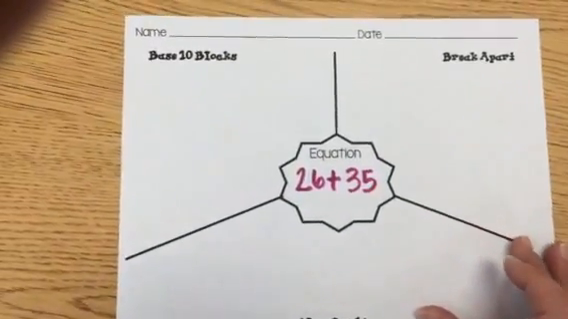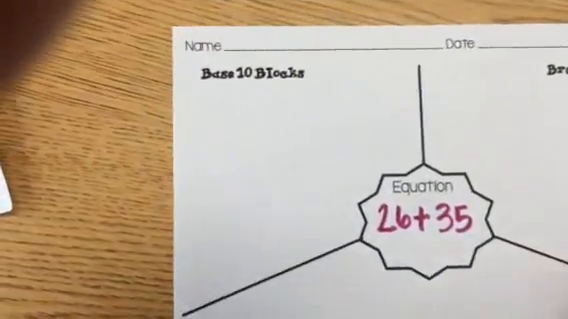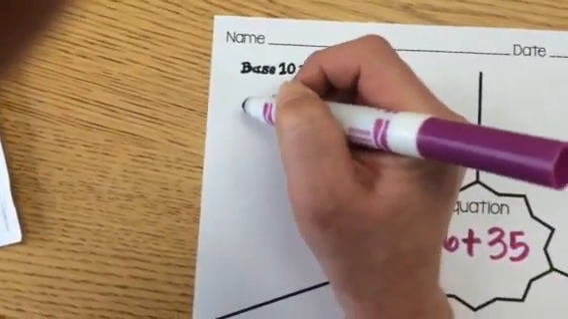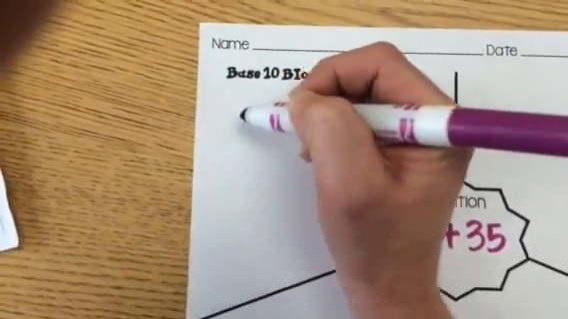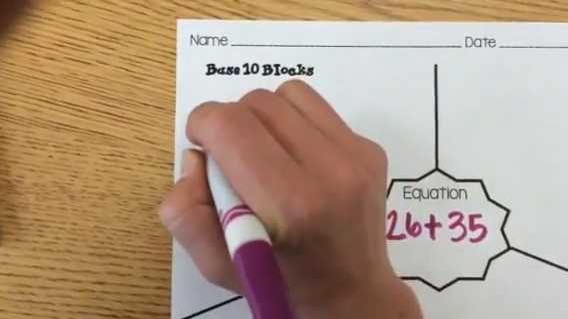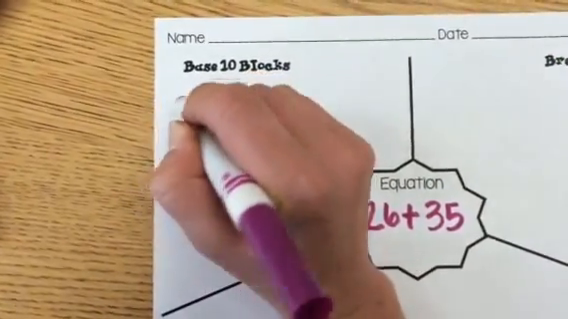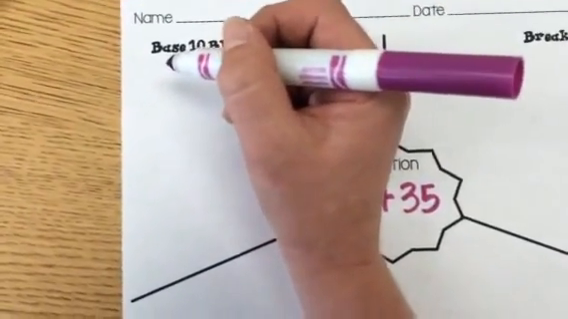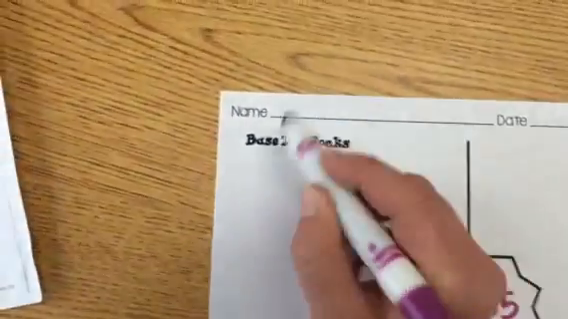So one strategy, if we were going to solve 26 plus 35, that your students might decide to do is base 10 blocks, which is our squares, sticks, and dots. And this represents hundreds, tens, and ones. So in order to solve 26 plus 35, I simply need to draw 26 plus draw 35, and then just add them together. And that would look like this.